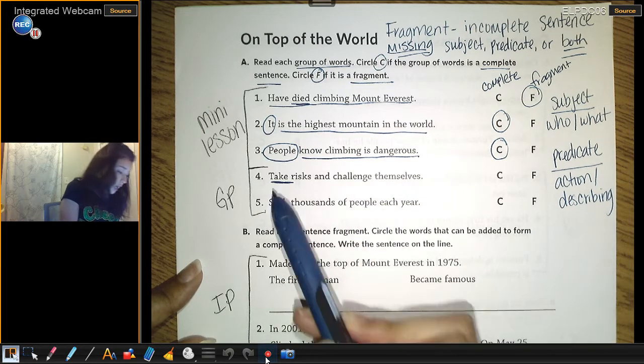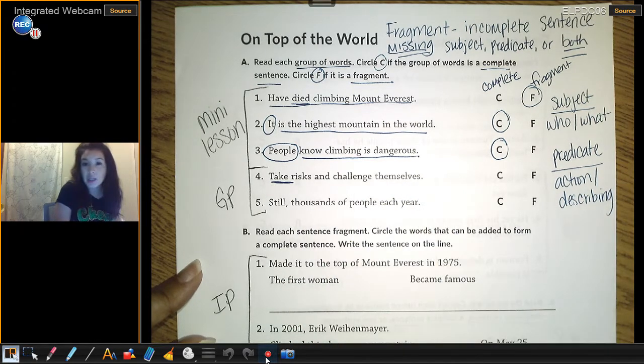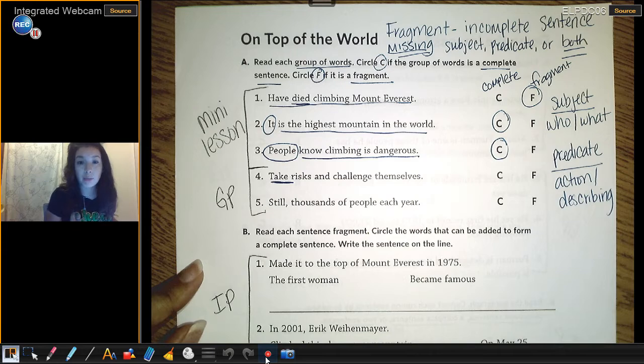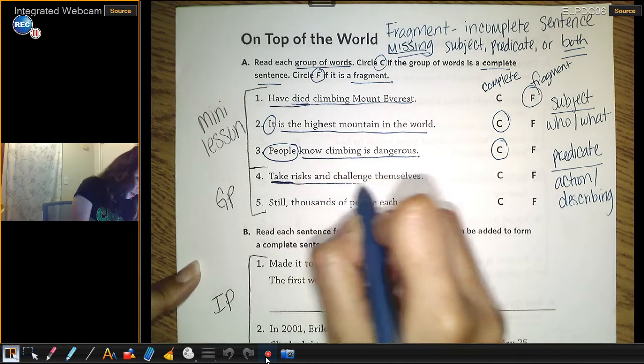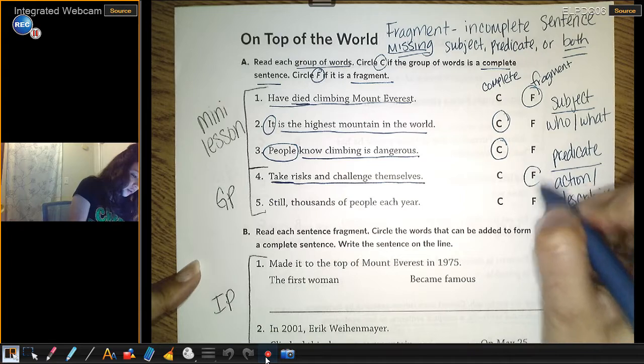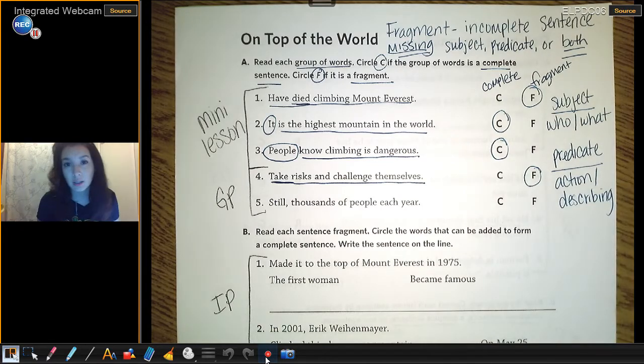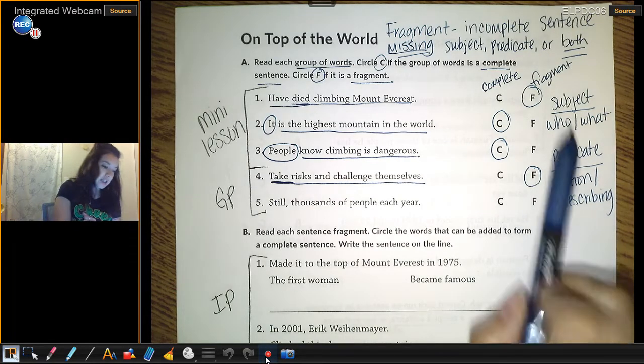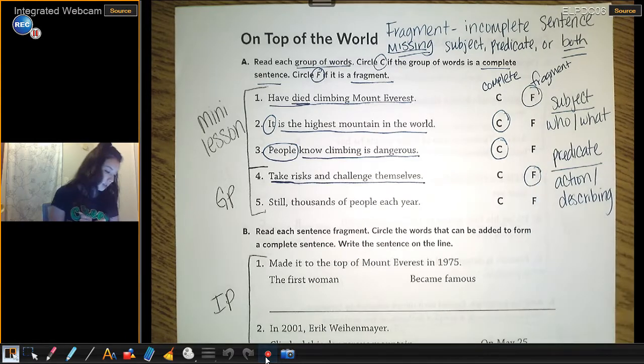because this is a separate sentence. This has a capital, this has a period, so this needs to be complete. It is a separate sentence. So this right here is only a fragment. What part was it missing? Do you remember? It's missing who? It's missing the subject.